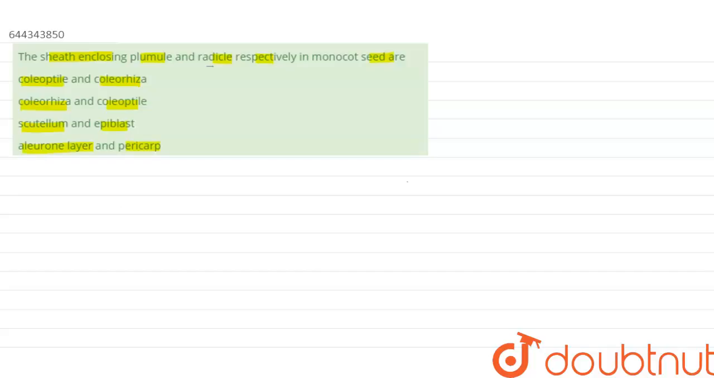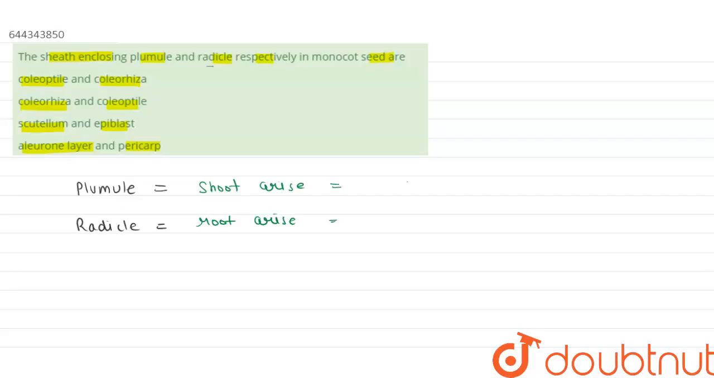So if we look at the monocotyledon seed, we will find that there are two regions. First one is plumule and second one is radicle. Plumule is the part from where shoot arises, and radicle is the part from where root arises.